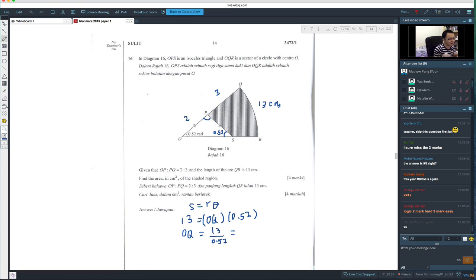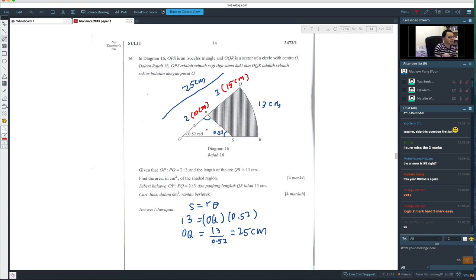Yeah, it's 25. This is 25 centimeters, and I'm going to divide it into the ratio. Because the ratio total here is 5, I divide 25 by 5, so at least I know this is 10 cm, and this one will be 15 cm. This is just a simple ratio question. So I know OP is 10, PQ is 15.